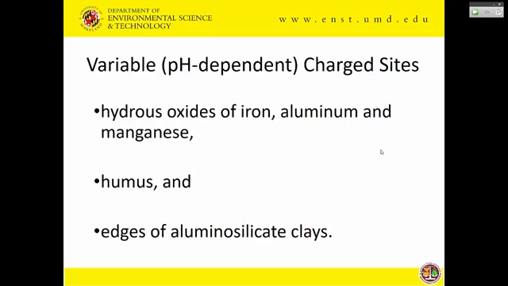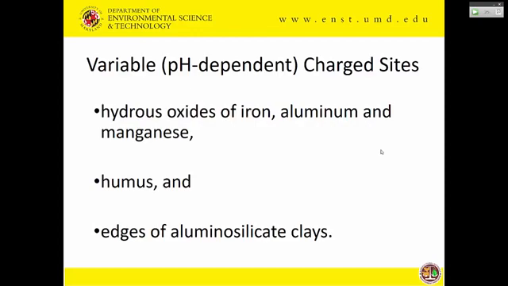So what about variable or pH-dependent charge? Where does that occur? Well, it occurs on hydrous oxides of iron, aluminum, and manganese, although around here iron is our primary player. It's what gives our soils the orange or red or gold colors, especially in our subsoil, we're aware of that. It also occurs on humus, and it occurs on the edges of aluminosilicates.